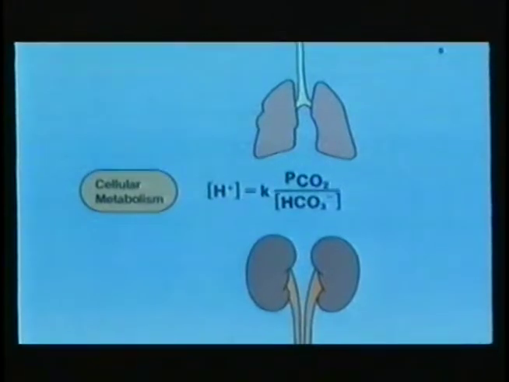5. In the first 4 units of this series, you learned that hydrogen ion concentration is determined by the ratio of PCO2 to bicarbonate ion concentration as defined by the Henderson equation. The unique feature of this buffer system is that the 2 variables which determine hydrogen ion concentration are under independent physiological control.